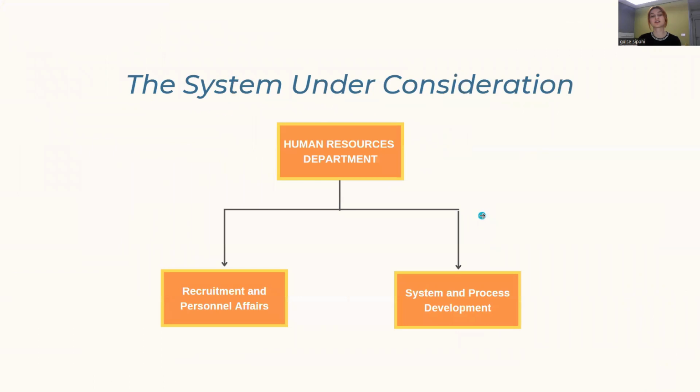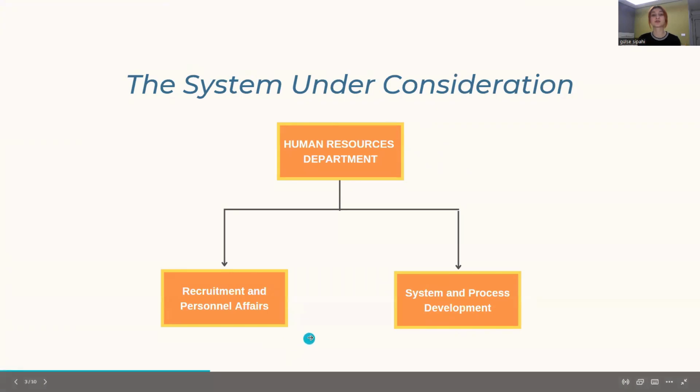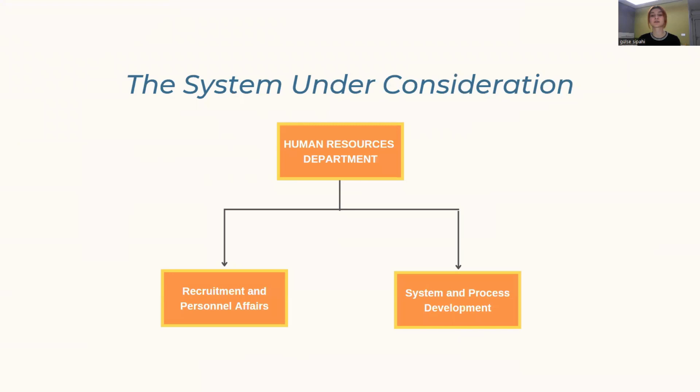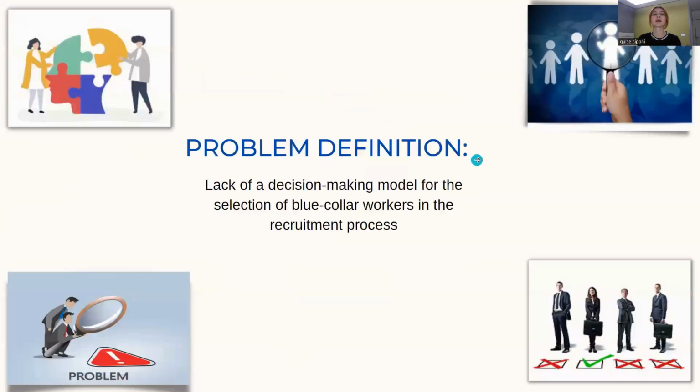After this information, I want to show the system under consideration. We did our project in the Human Resources Department. As we can see from here, the Human Resources Department consists of two units. The first one is Recruitment and Personal Affairs. The other one is System and Process Development. Okay, let's talk about our problem definition in this department.